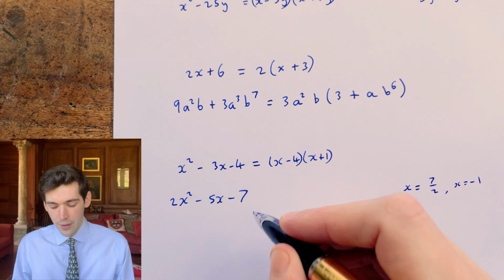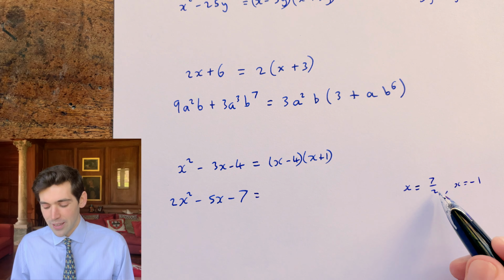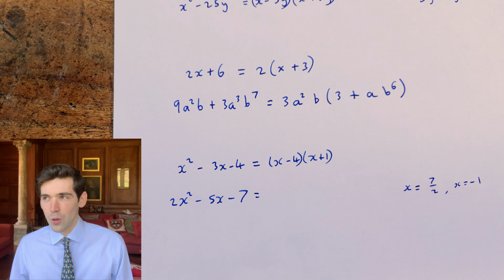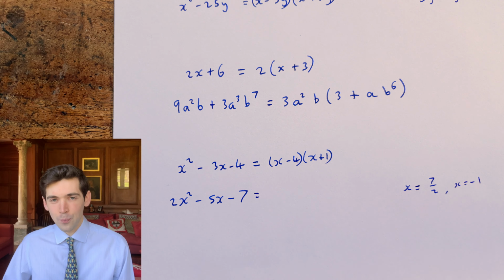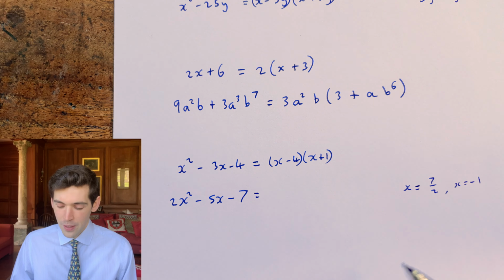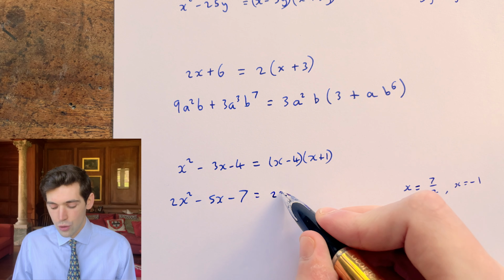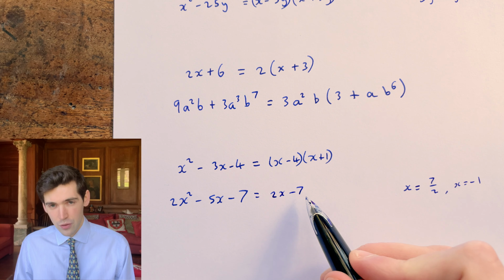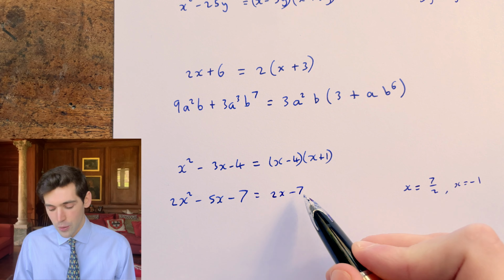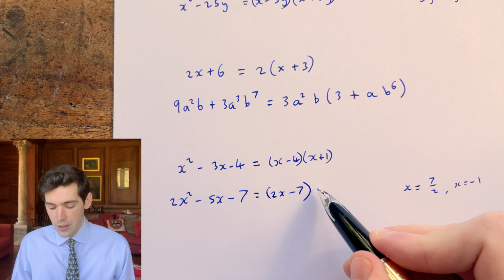Now the problem here is that you can't factorize this by writing x minus 7 over 2. It's not quite right. We actually need to get rid of the fraction. So you have to double it. Effectively, if you rearrange this, it actually becomes 2x minus 7. So instead of x minus 7 over 2, you just have to double it to make it 2x minus 7. And then the other bracket is going to be x plus 1.